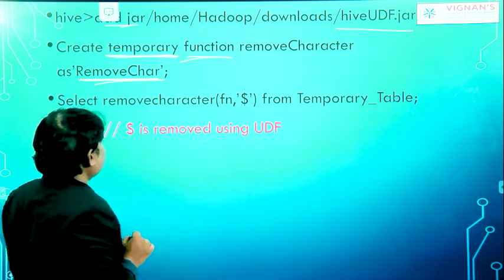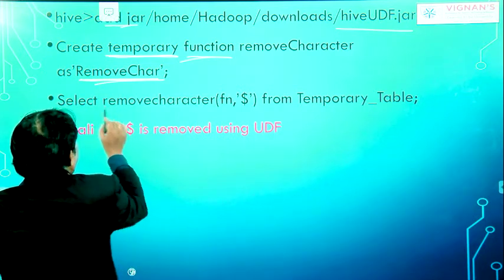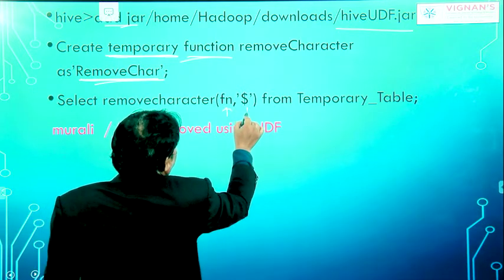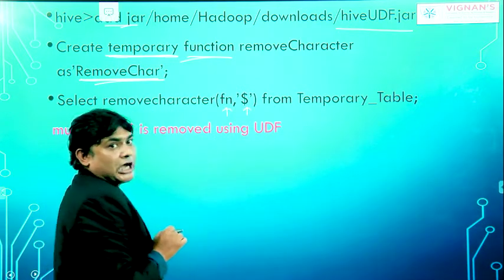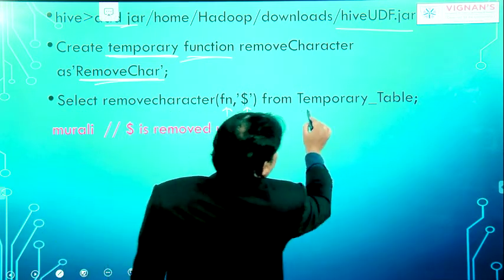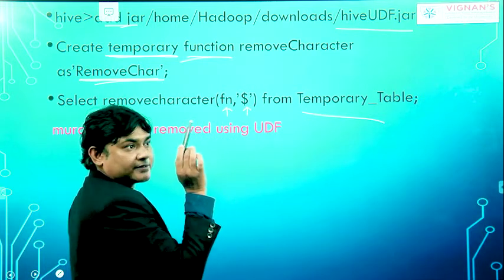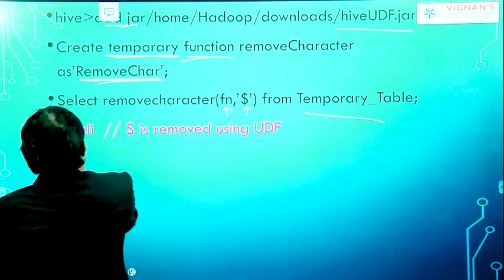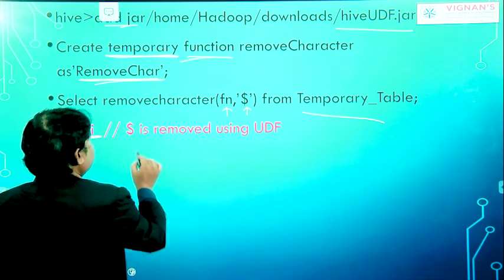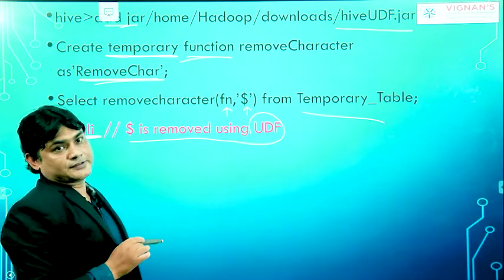Now after that I am going to write this command: select remove character, this is the first name, and this is the del. Which character do I want to remove? The dollar character, from which table? The table name is called temporary table. And if you run this query, what result do you get? Murli. Now Murli has no dollars. It means the dollar is removed using UDF, that is user defined functions.